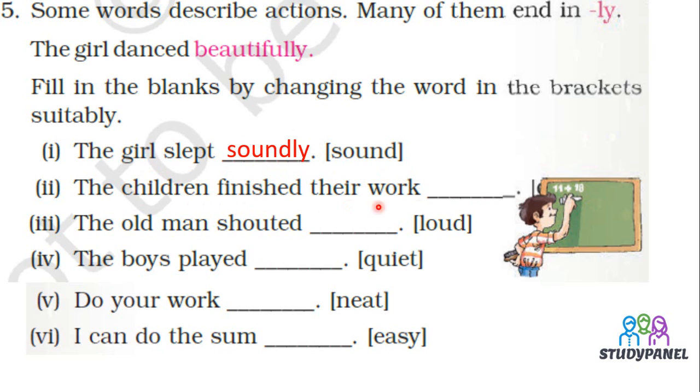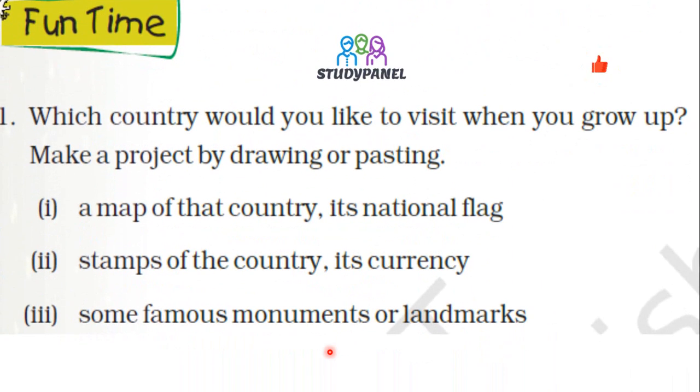The children finished their work. Actually the word is quick, so we will write it quickly. The children finished their work quickly. Old man shouted loudly. If you know the answers for quiet, neat and easy, you can write them in the chat box. The boys played quietly. Do your work neatly. I can do the sum easily. See, this is why we have converted y into i and added ly. Now let us move on to the next activity.